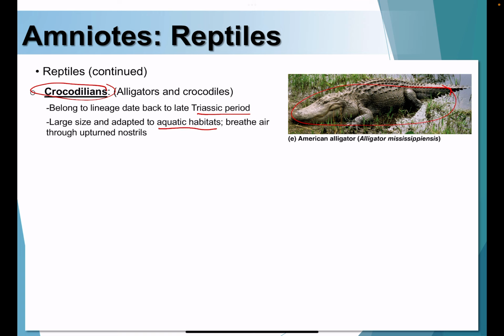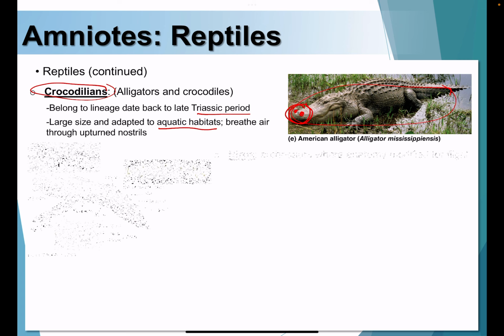They will breathe air through their upturned nostrils right here, nostril here and nostril there. That's why when you see crocodiles, you will see them coming up out of the water sometimes, and they stay there for a while, breathe what they can, and then they go back in the water when they want to.